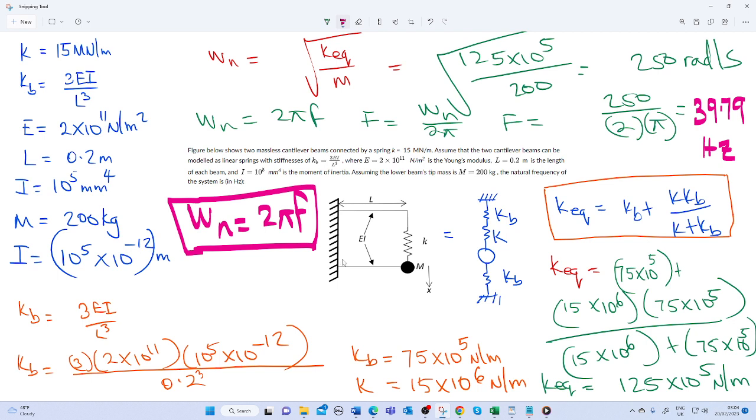Today we have a question. The figure below shows two massless cantilever beams connected by a spring with stiffness K, which equals 15 meganewton per meter.